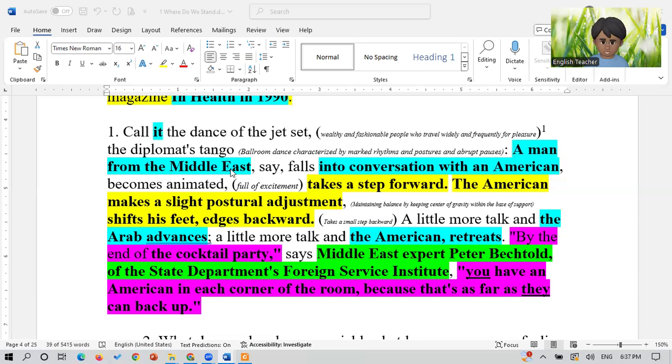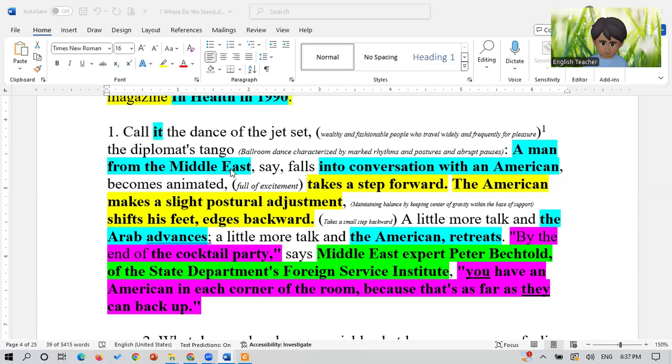if you see the last sentence, Lisa Davis cites Peter Bechtold and she quotes what Peter Bechtold says. Look what Peter Bechtold said, and this sentence is in quotation marks: by the end of the cocktail party, you have an American in each corner of the room because that is as far as they can back up.